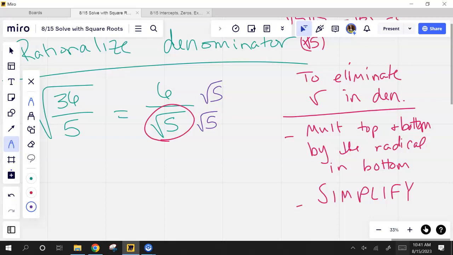It's just that instead of 1, I got root 5 over root 5. It could be 10 over 10. It could be 7 over 7. It could be Thomas over Thomas. It doesn't matter, as long as it's the same thing top to bottom and it's being multiplied.